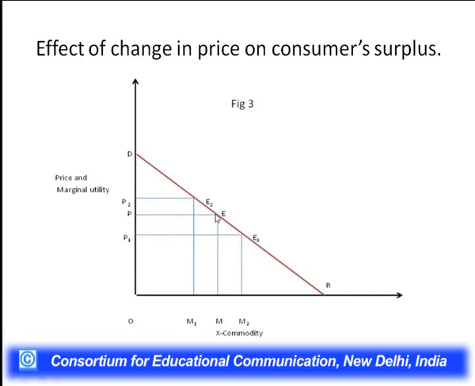So, what you see is that as the price falls, consumer surplus increases. And if the price rises to OP2, now he is buying OM1 of the commodity, and you see that the consumer surplus has decreased to DP2E2, a decrease in consumer surplus by the area PEE2P2. So, whenever there is a fall in the price of a commodity, consumer surplus will rise, and whenever there is a rise in the price of a commodity, consumer's surplus will fall.